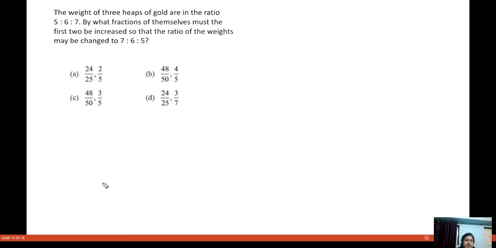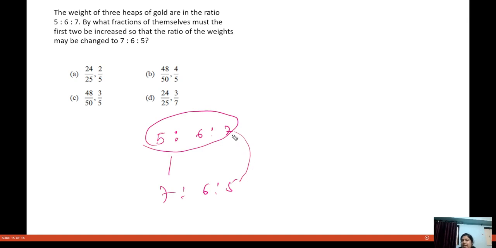See why I did this. Just try to understand. 5 is to 6 is to 7 has to become 7 is to 6 is to 5. So what I did here: if I directly make it 5, I cannot make it 5 by reducing it, because I have to increase this. So I multiply with a common factor, let's say 5. 5 should be a common factor, so I multiplied by it here.